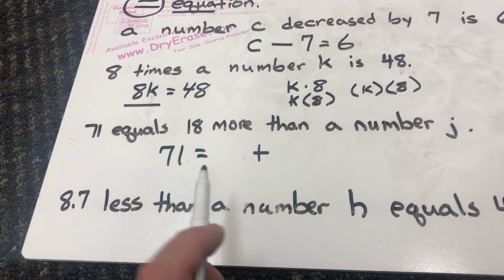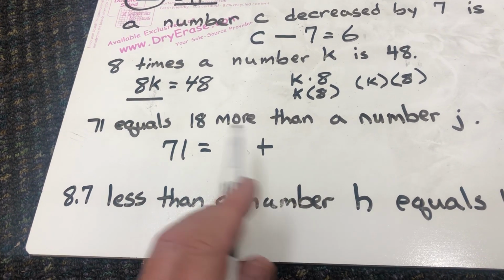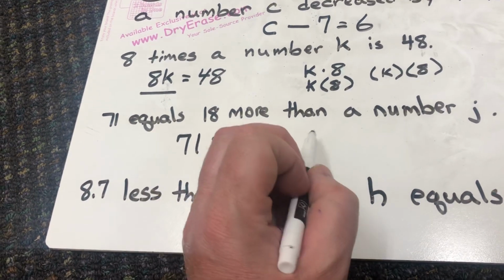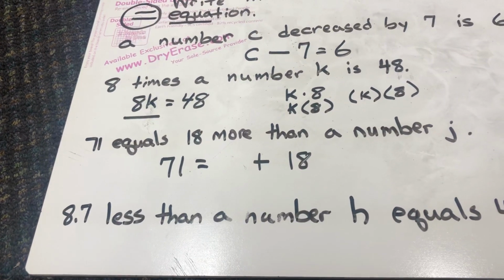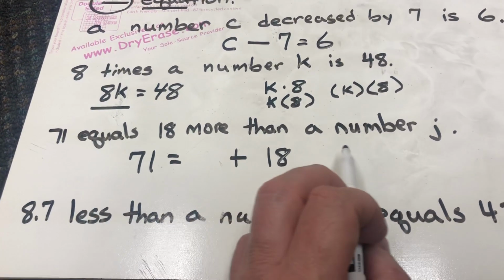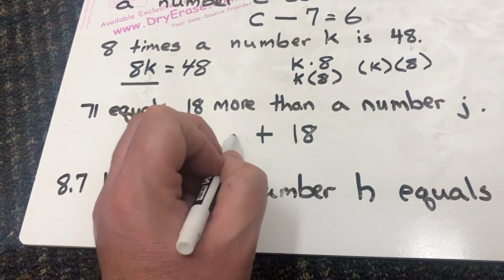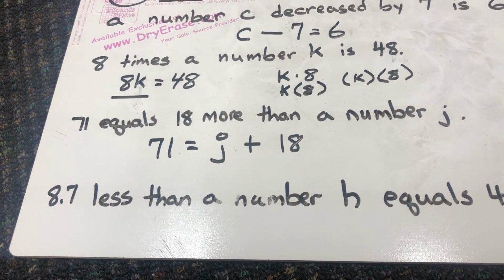But if we think about really what it's saying, 18 more than. That means if it's saying 18 more, that means it's increasing by 18, which means my addition problem needs to read plus 18. Well, it's 18 more than what? Well, it's 18 more than a number J. And so I'm going to put J there. 71 equals J plus 18.